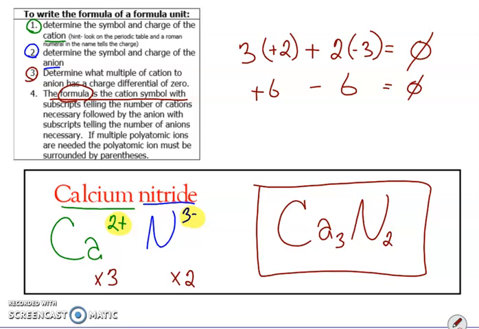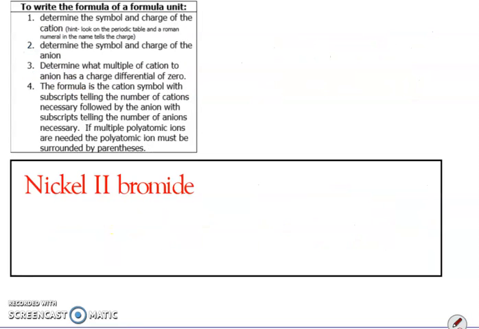Let's try another one here. Nickel 2 bromide. Again, we start with the very first step. Determine the symbol and charge of the cation. Right here I have parentheses. It says, hint, look on the periodic table, and if a Roman numeral is in the name, it tells you the charge. We have a Roman numeral. The symbol for nickel is Ni, and this Roman numeral tells us we have the charge to be 2+.